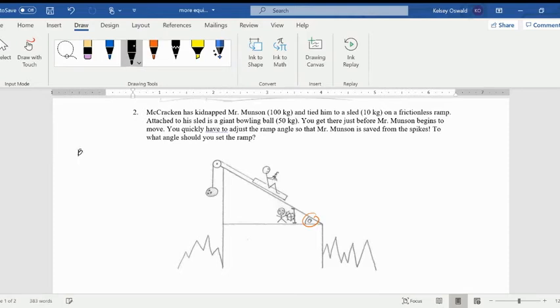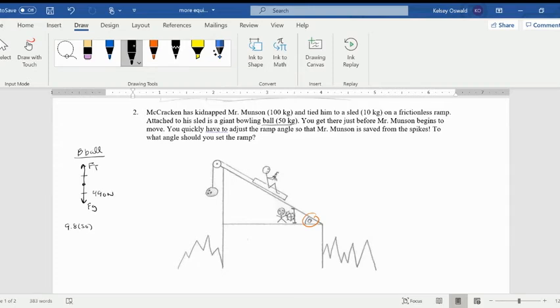If we look at the bowling ball, we're going to have a force of gravity pointing down, and it's attached to a wire, so we're going to have a force of tension pointing up. And for equilibrium, that tells us that the force of tension and the force of gravity have to be equal to one another. It tells us that the bowling ball has a mass of 50 kilograms. So if we know the mass of the bowling ball, we can multiply it by 9.8 to find our force of gravity. And we find that our force of gravity on that bowling ball is 490 newtons.